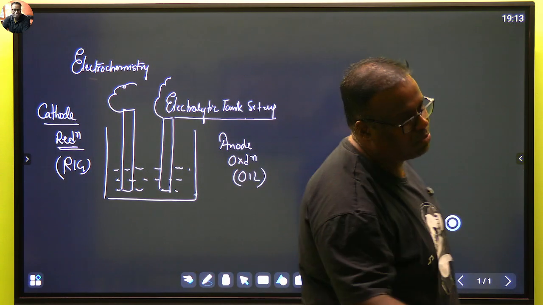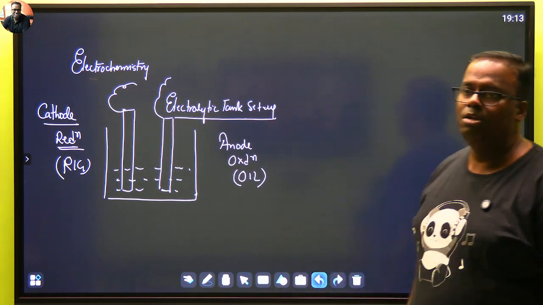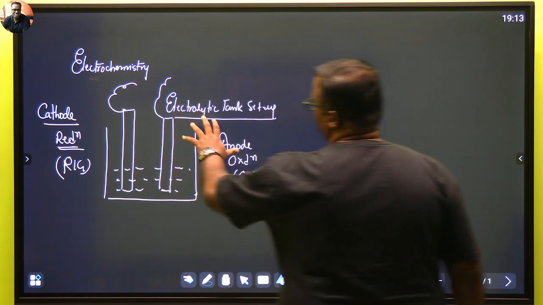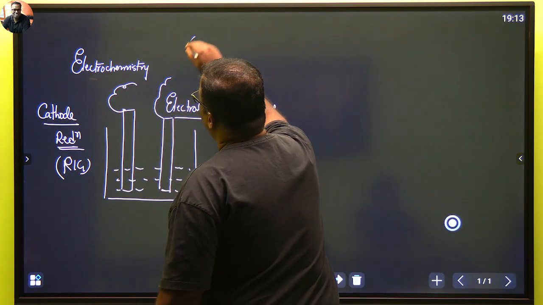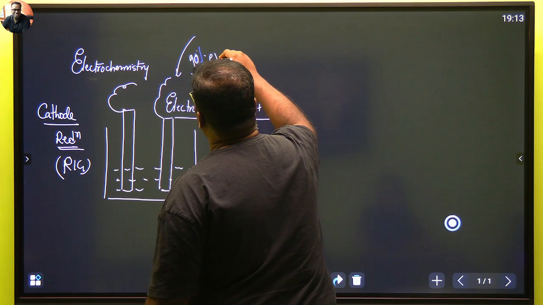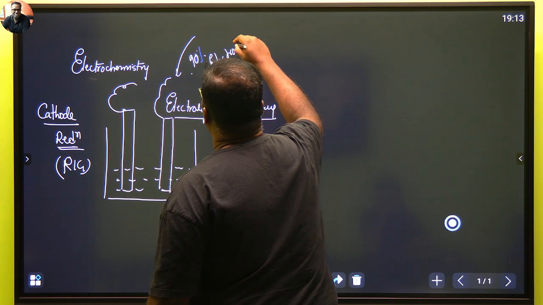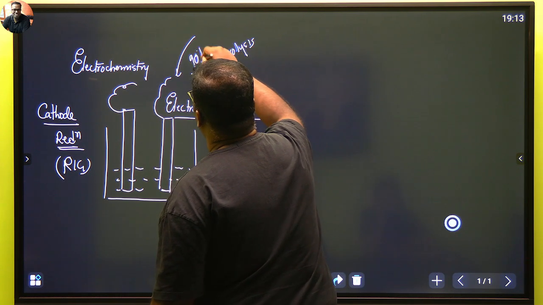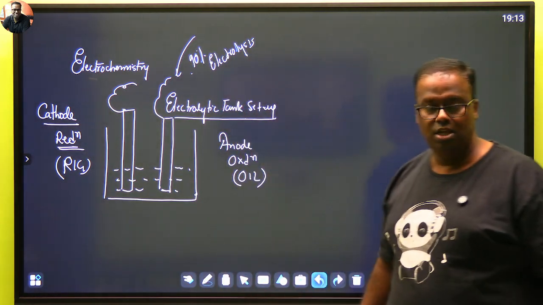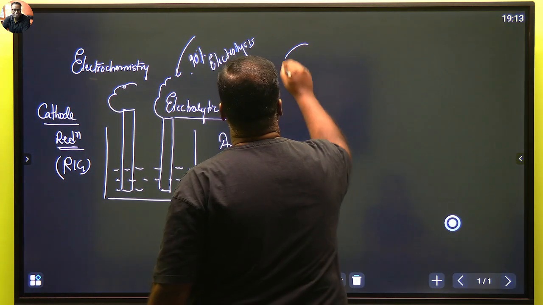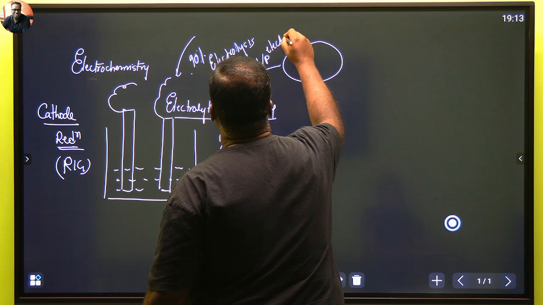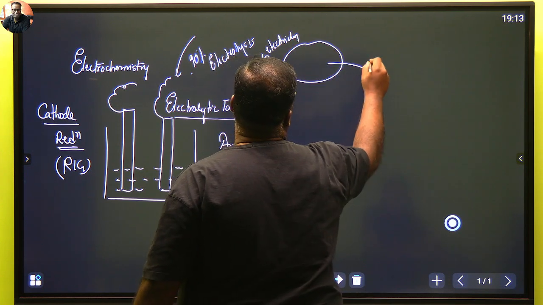Sir, why are you explaining it like this? Why are you not going by positive and negative? The reason being that you are seeing an electrolytic tank setup, and right now all that we are studying, 90% of those actually qualify for electrolysis. 90% of what we are going to study is all electrolysis. Not 90, in this chapter maybe 99% is electrolysis. What is electrolysis? A process where the input is electricity, and the output is a chemical reaction.